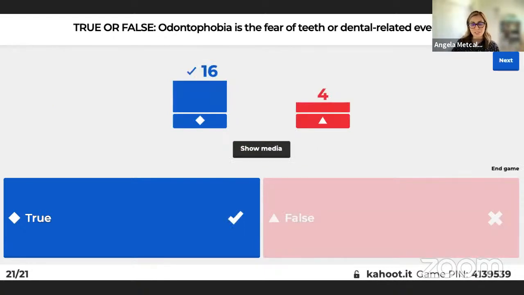Odontophobia is fear of teeth or dental related events, right? If you have to go get your braces done, that's an orthodontist, right? So anything dont, D-O-N-T or D-O-N-T-O, that means teeth, okay? Just a weird random question, scientific word.